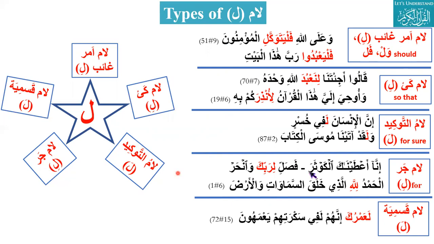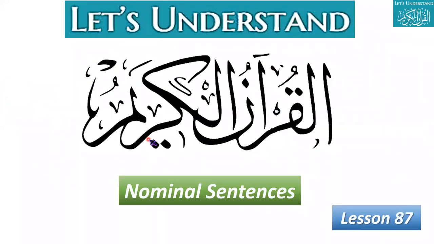So lam jar comes before a verb or before a noun? Before an ism, noun. Lam jar. Noun, and makes the noun majroor. Yes. Makes the noun majroor. So this is lam jar. Thank you very much, Javed, just for revising.